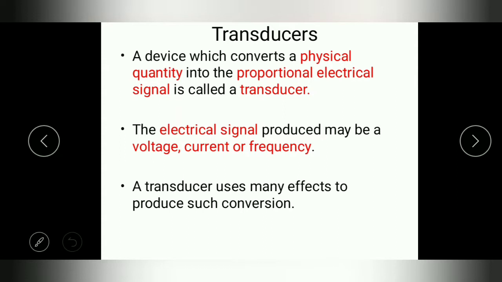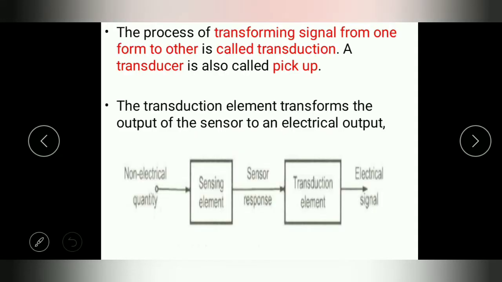So the output of the primary sensing element is taken by the transducer and it is converted to some other form. That is the purpose of transducers. The process of transforming a signal from one form to another is called transduction. A transducer is also called a pickup.